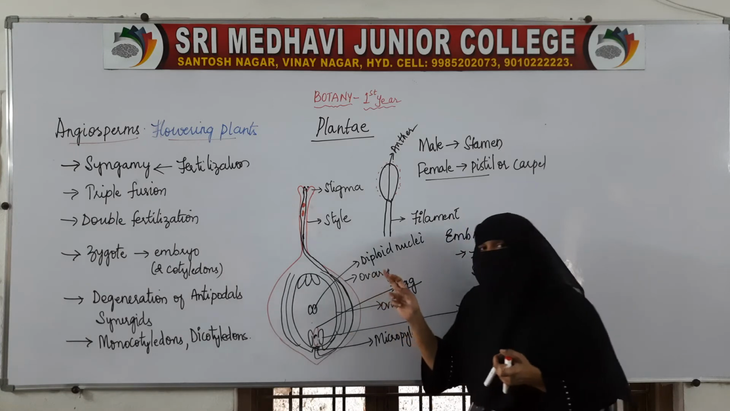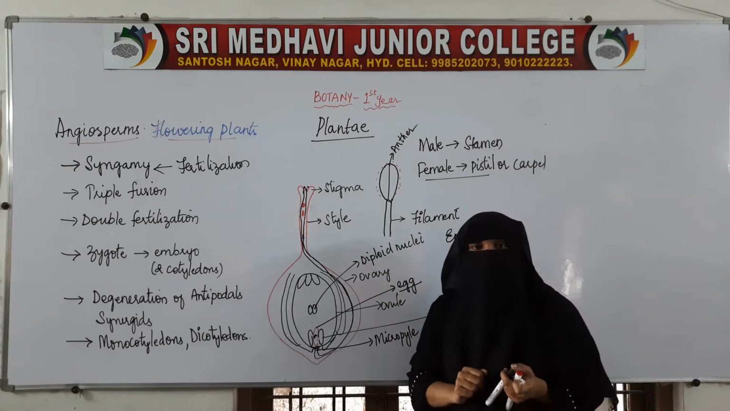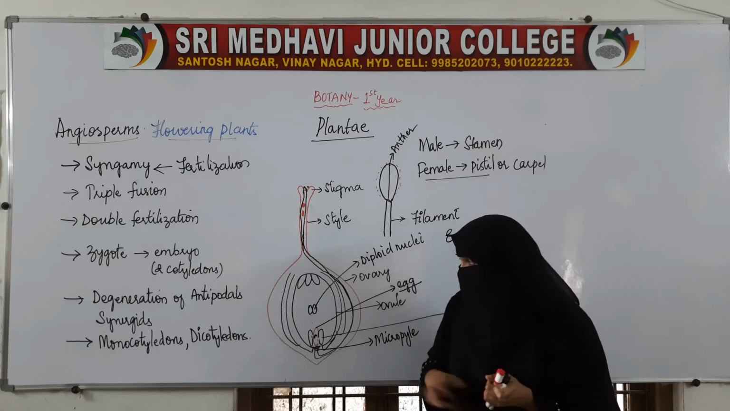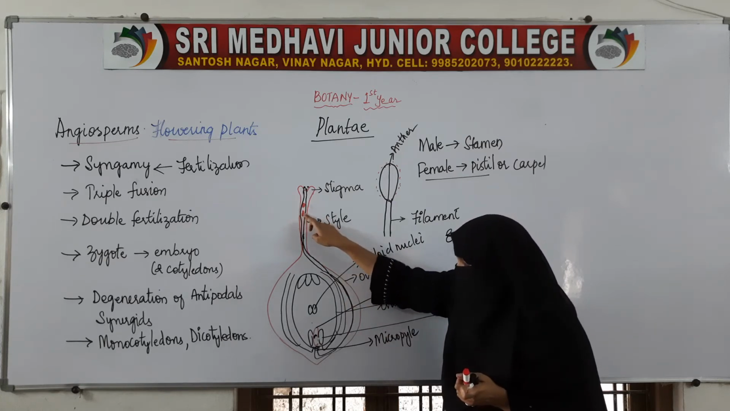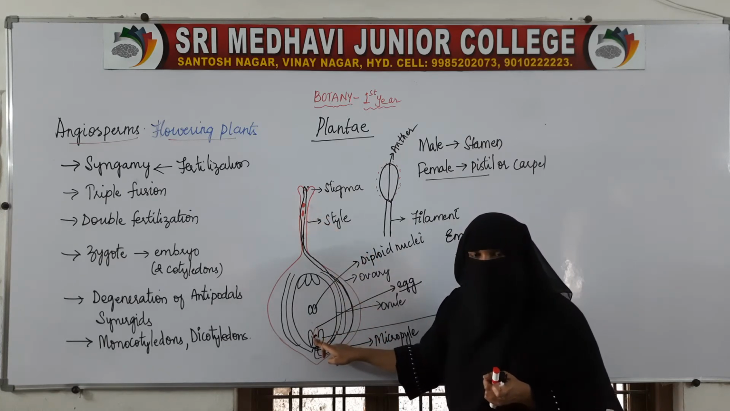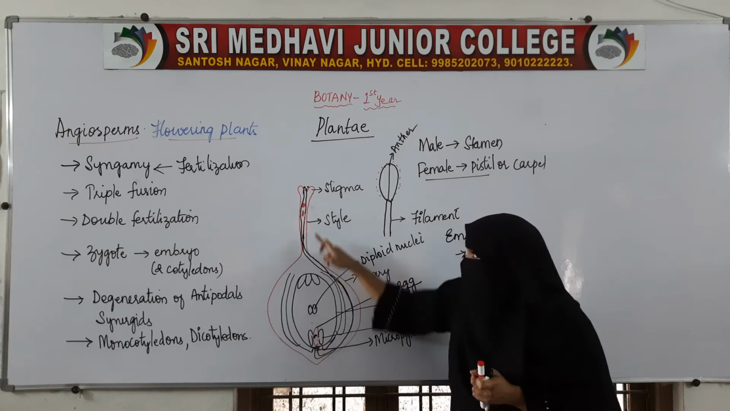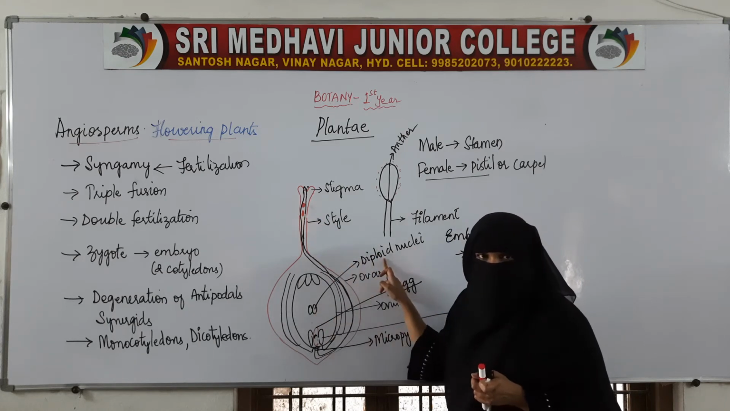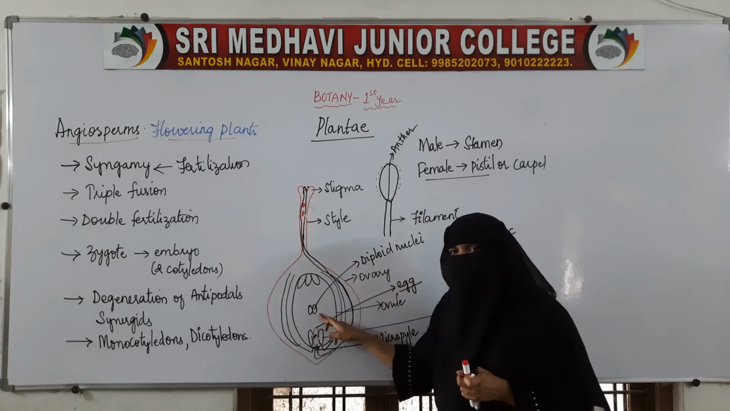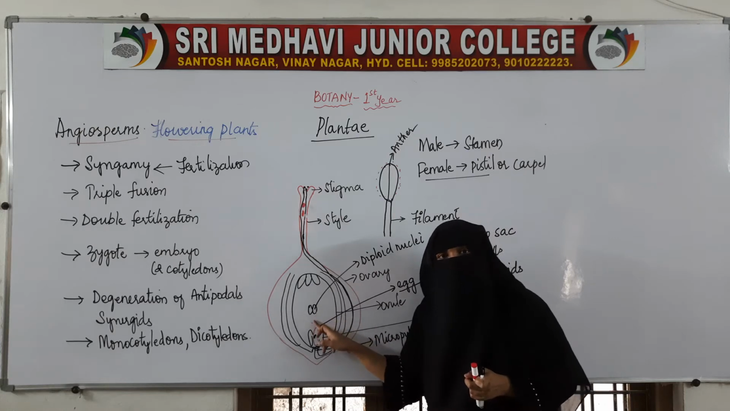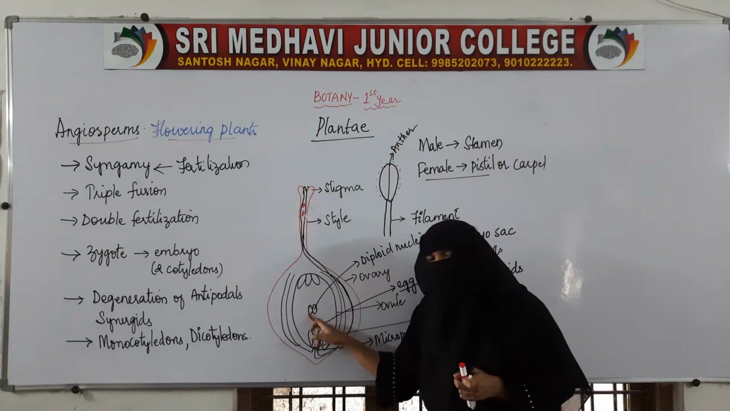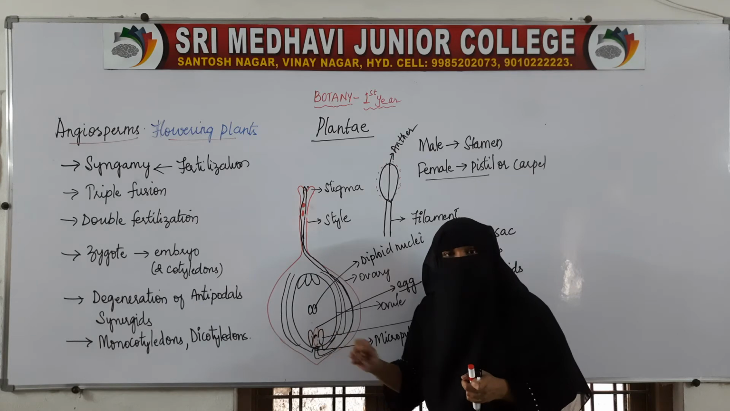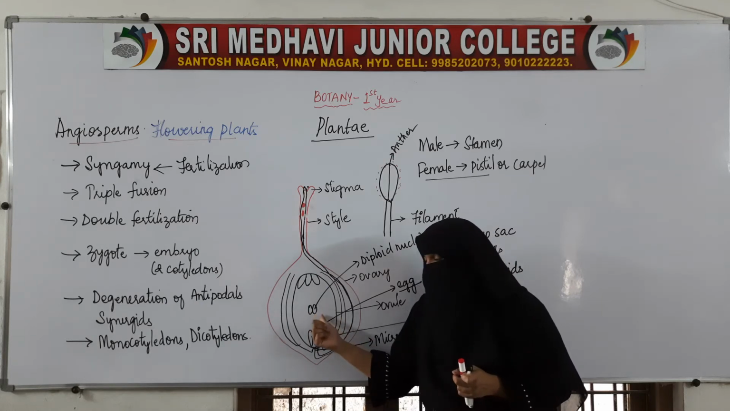Here fertilization is taking place two times. One is where one male nucleus fuses with this egg. This is the first fertilization, and another nucleus fuses with this diploid cell. This is called the second fertilization.